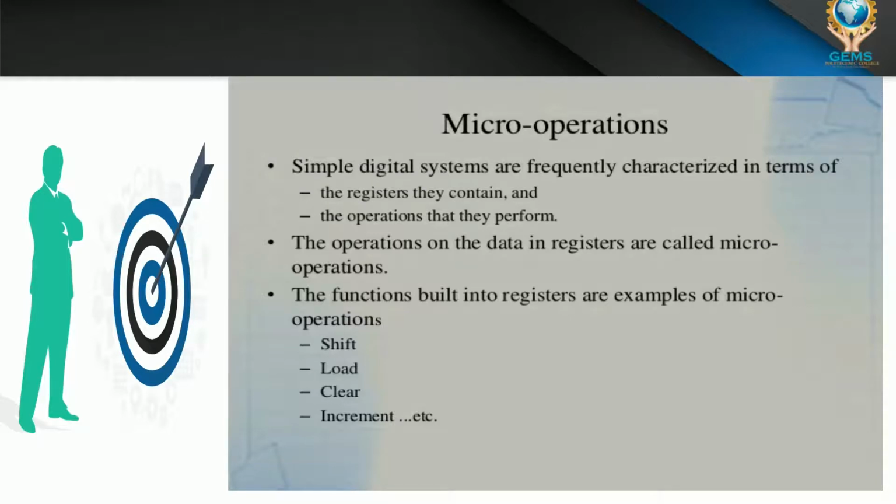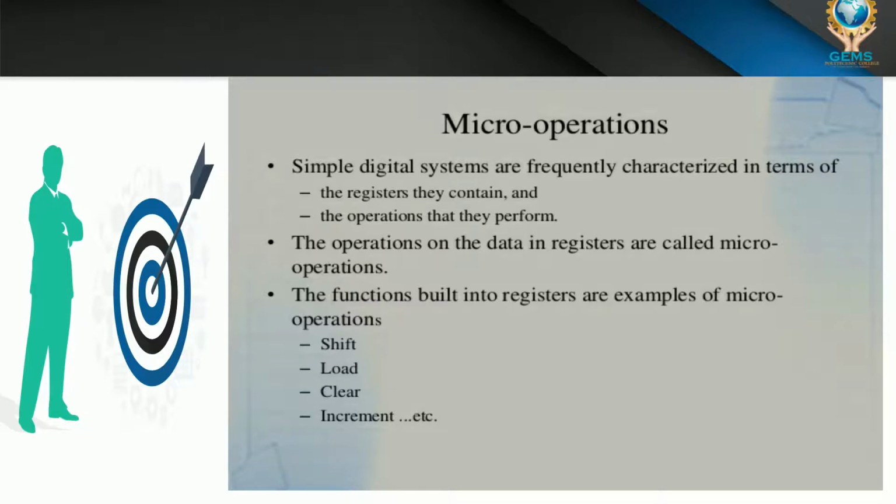Why do we call them micro operations? The size of the register is very, very small. We are performing operations on these registers. This means the data that is contained inside a register, we are performing operations on that data. That's why all these operations are micro operations. So again I want to say one thing here. Registers are there, and inside the registers data is there.